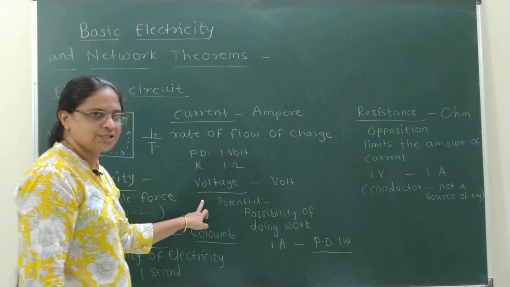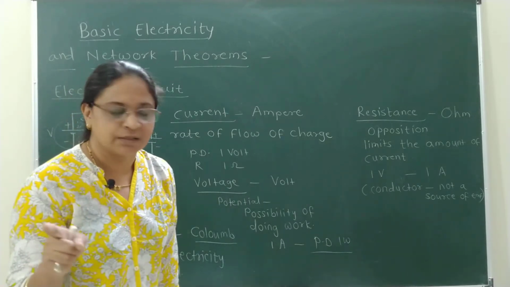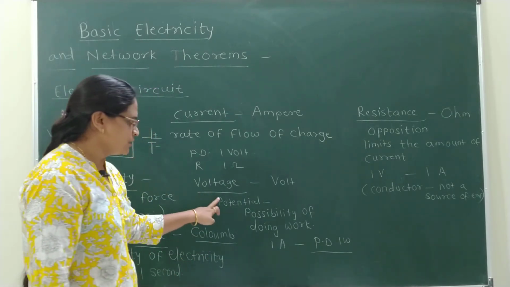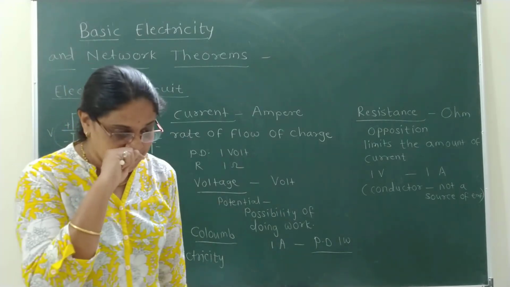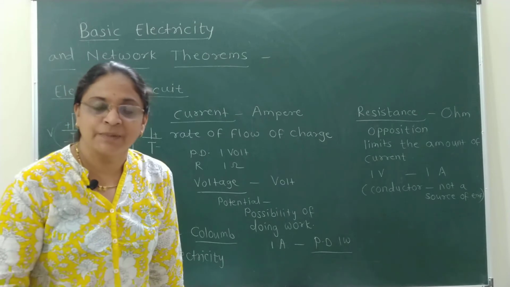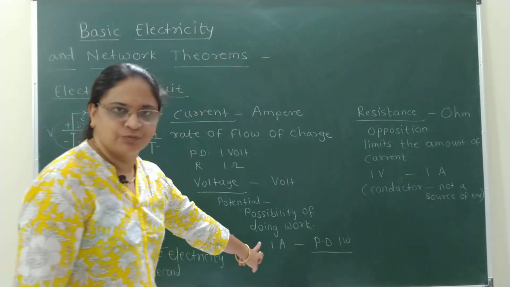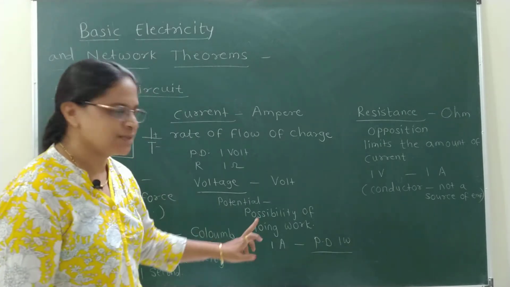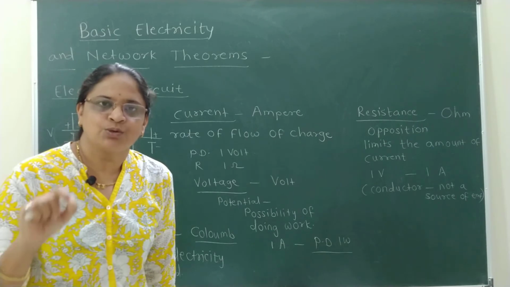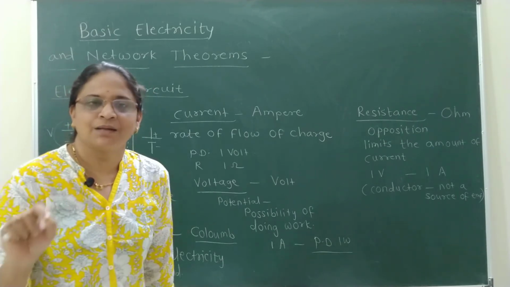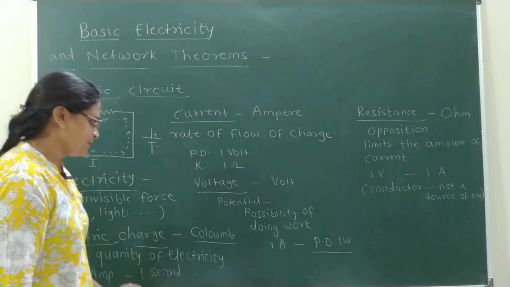Next, voltage, where we always use the unit volt. So how to define a voltage? Voltage is nothing but what we always call potential. So what is a potential? Potential is the ability or possibility of doing work. Any charge has the potential to do some work, that is, to move another charge either by attraction or repulsion.